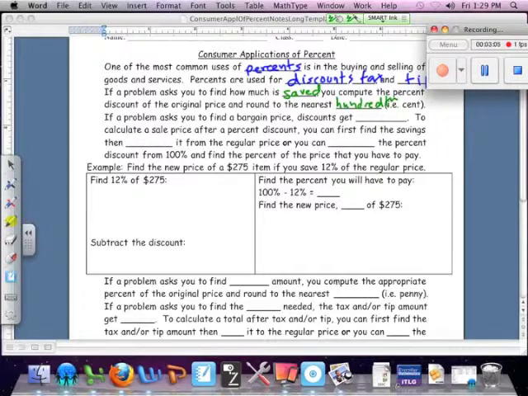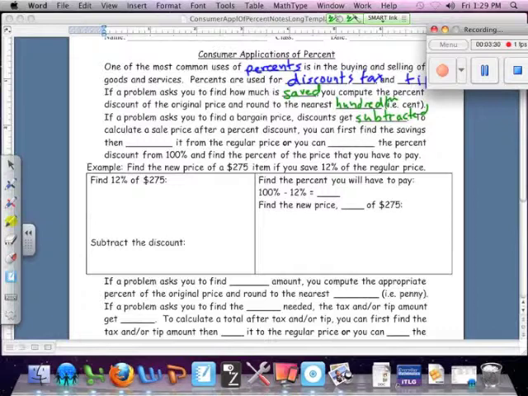Now if they ask you to find the bargain price, the discount has to get subtracted. So you might have a problem that says, what's the savings, and so on. You just stop once you find the savings. But if it asks you to find the bargain price or the new price or the sale price or any of those kinds of terminology, that's when you have to actually make sure you do the subtraction.